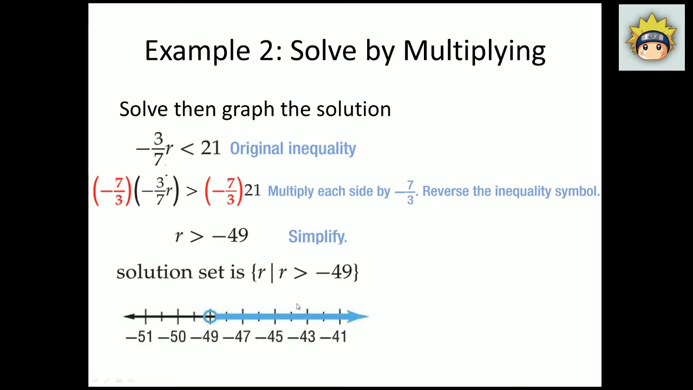And here's what happens after I graph. I go to the value negative 49. I put an open circle around that, because it's a greater than symbol. And I go all the way to the right because r is any value greater than negative 49. So negative 47, negative 45, negative 43, negative 41, and so forth.